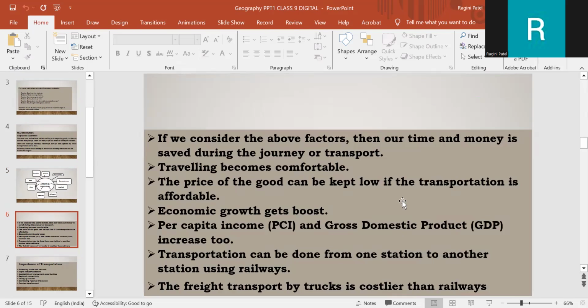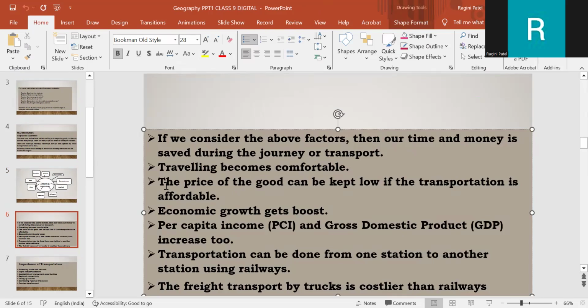Next, benefits of proper transportation. If we consider the above factors, then our time and money are saved during the journey or transportation. Traveling becomes comfortable. The price of the goods can be kept low if the transportation is affordable. Economic growth gets boosted. Per capita income, PCI, and gross domestic product, GDP, increase too. Transportation can be done from one station to another station using railways. The freight transport by trucks is what?